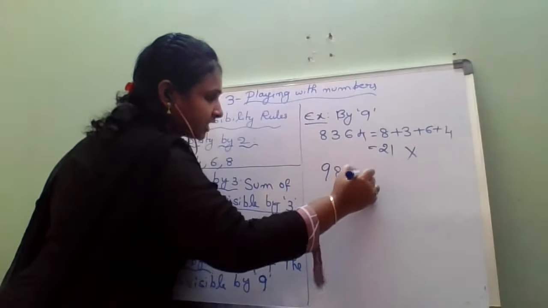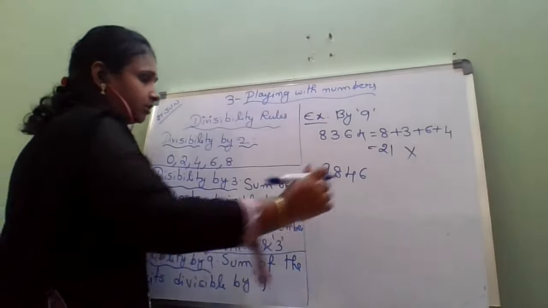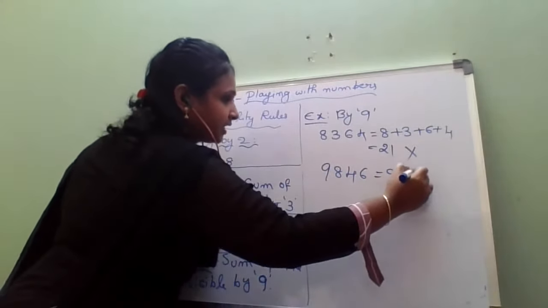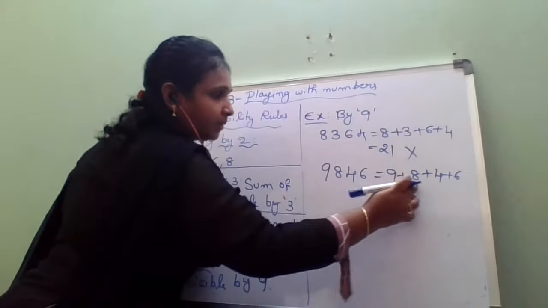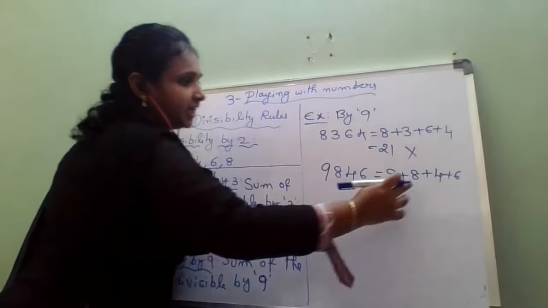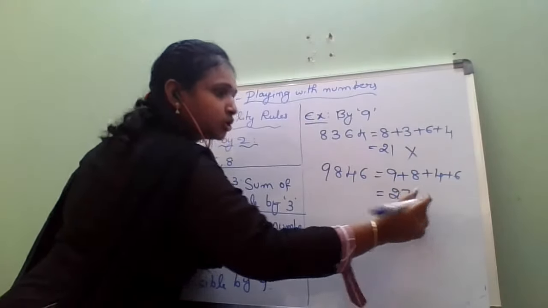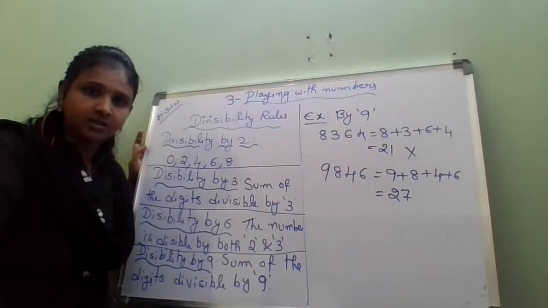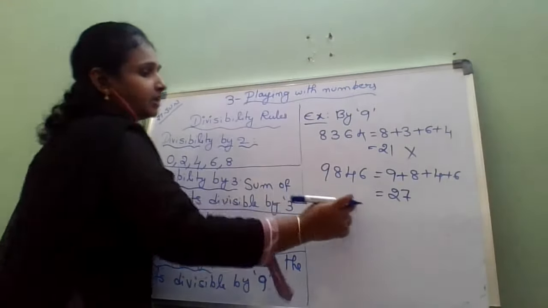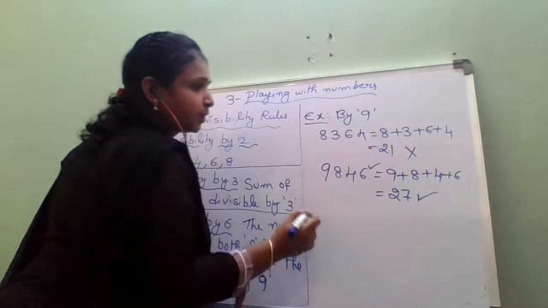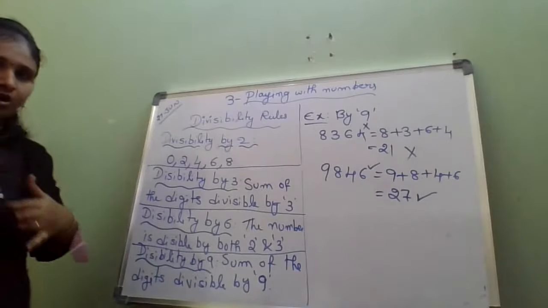9, 8, 4, 6. Let's check whether this number is divisible by 9 or not. 9 plus 8 plus 4 plus 6. 9 plus 8 is 17, 17 plus 4 is 21, 21 plus 6 is 27. So 27 is divisible by 9. Yes, 9 threes are 27. So this number is divisible by 9, and the earlier number is not divisible by 9.